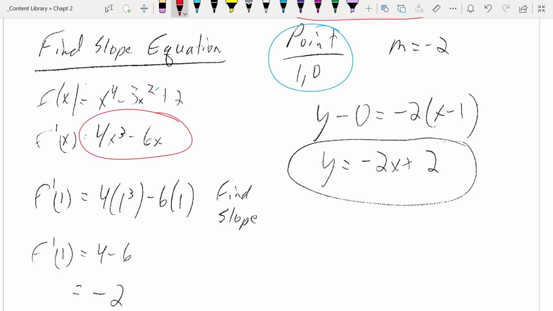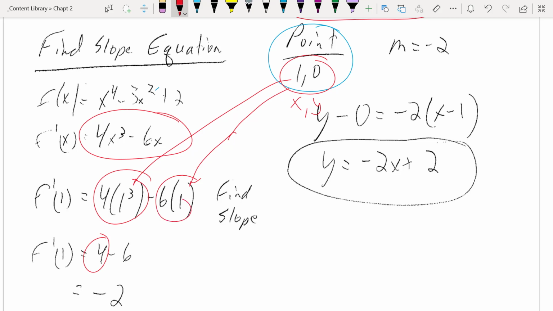Since I'm looking at the point 1 and 0, remember, this is the xy pair, I'm going to substitute in 1 for my x value and find that slope. When I substitute in 1 for the x value, 1 cubed is 1, and 1 times 4 is going to be 4. And then I've got minus 6 times 1, so that's going to be minus 6. And 4 minus 6 is going to be negative 2. So here's my slope that I can now use for my equation.